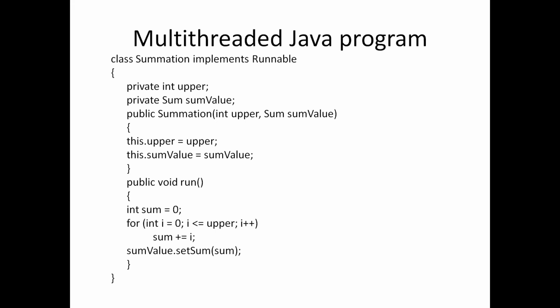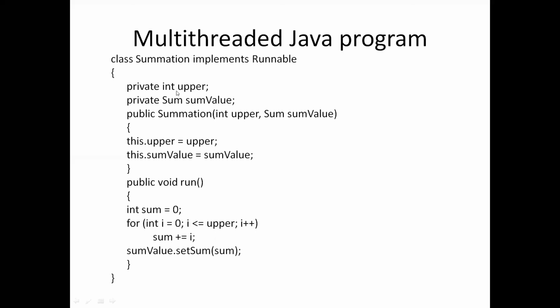The name of the interface is Runnable, and we are creating the threads by implementing this Runnable interface. Whenever we are using interfaces, we need to use the implements keyword. By using the implements keyword, we can implement the interfaces. So we use the implements keyword and then the name of the interface. Summation class implements Runnable interface.